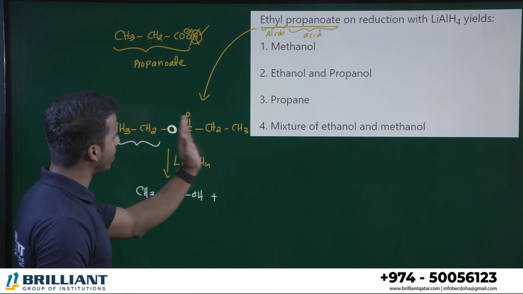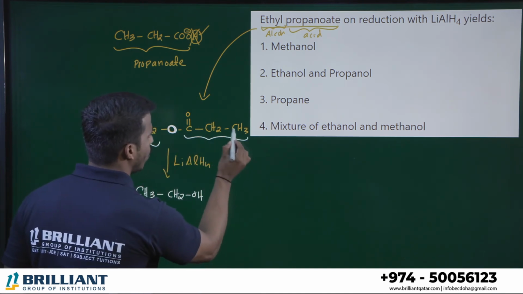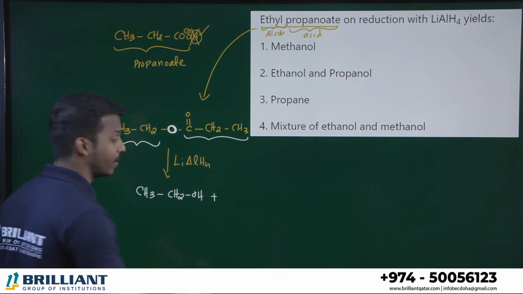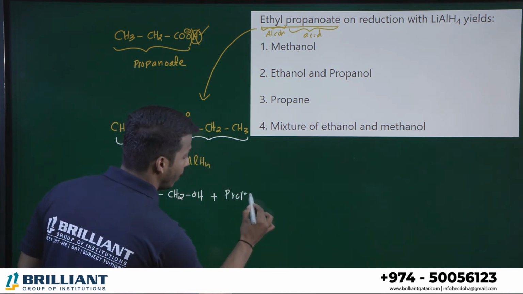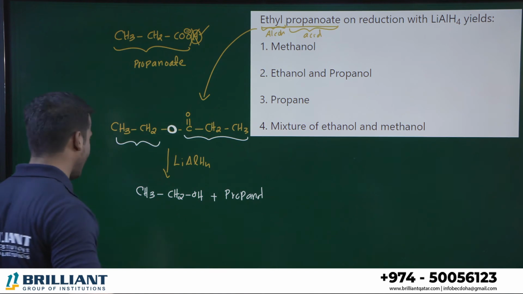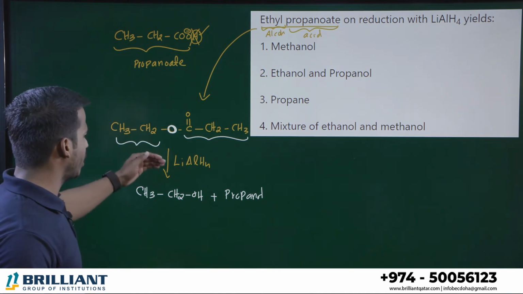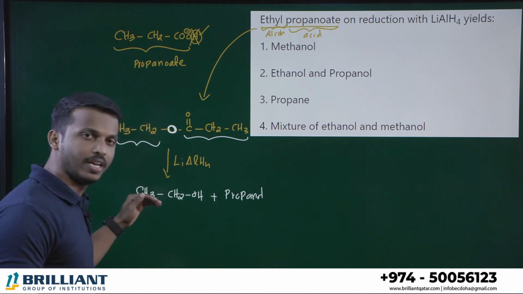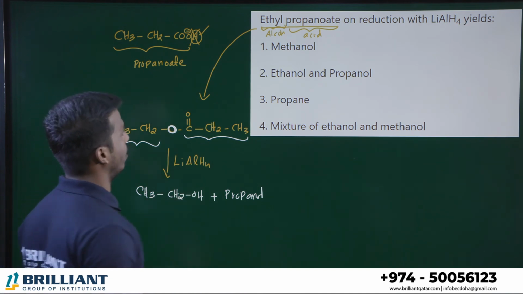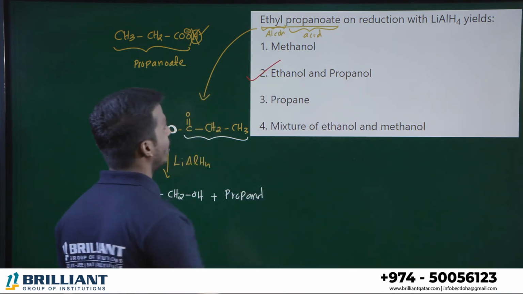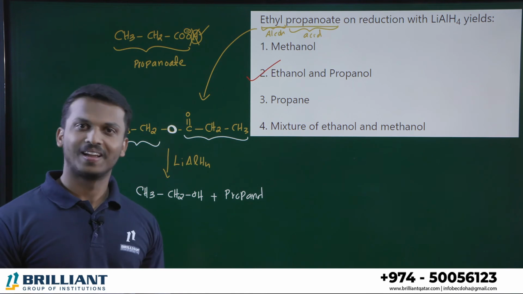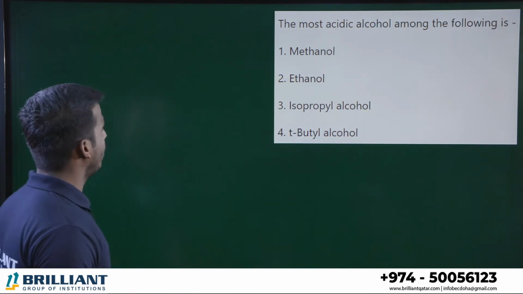How many carbons on the right side of the oxygen atom? 1, 2, 3. What is the 3 carbon containing alcohol? Propanol. So your product is ready. Ester on reduction, you will get 2 alcohols. Here it is. One is ethanol, one is propanol. Ethanol and propanol. Option 2 is the correct answer. Clear, all of you? Yes.